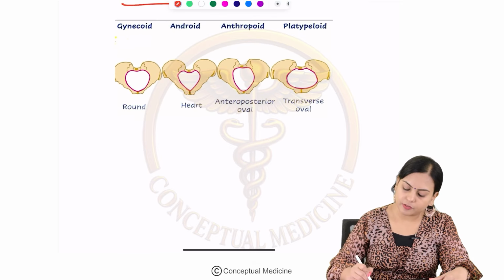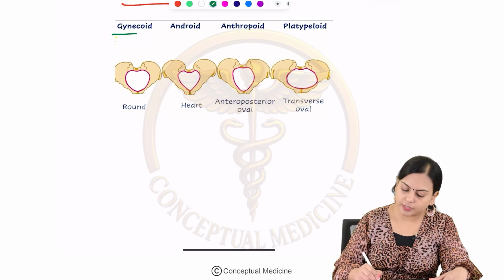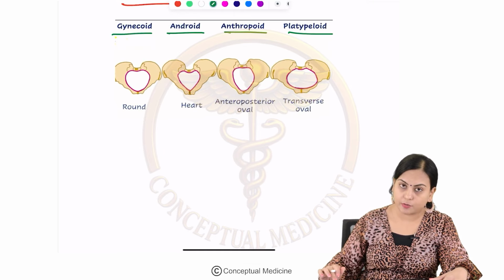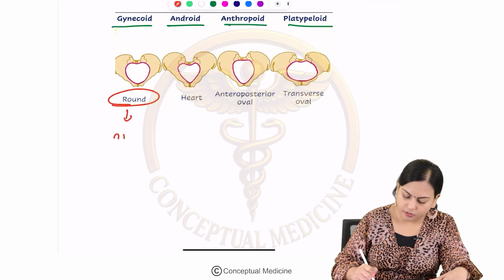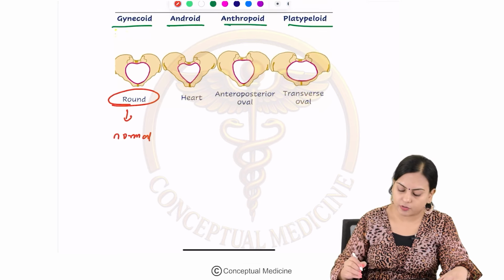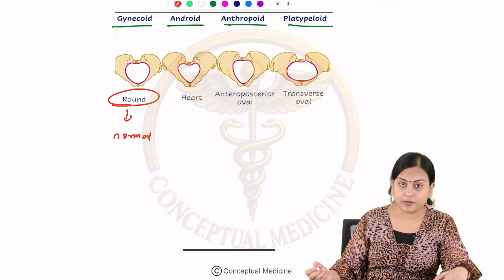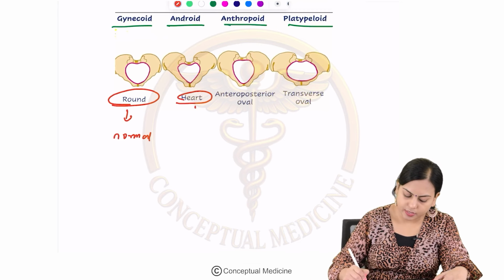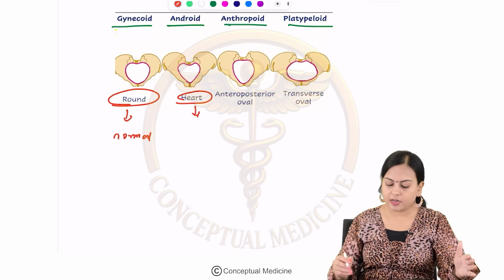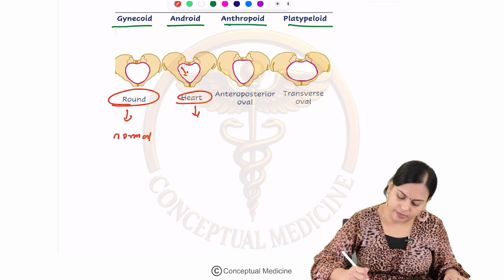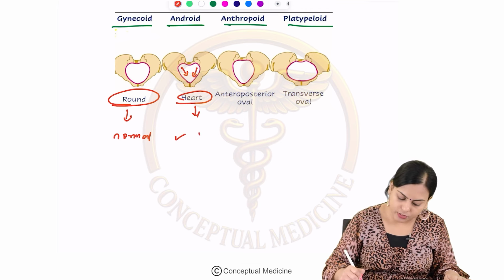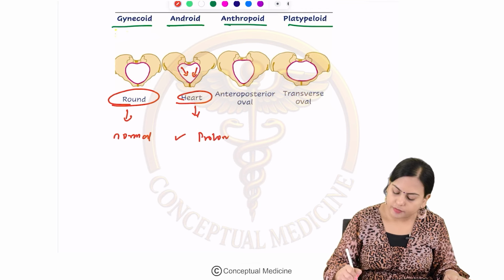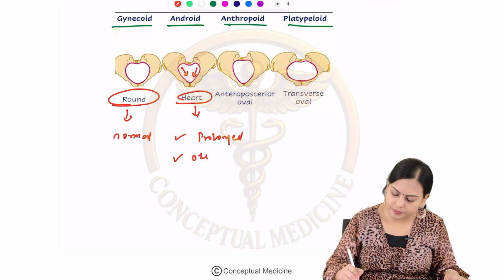Then we will see the pelvis types. These are the 4 types of pelvis we have, right? The gynecoid, android, anthropoid and platypelloid pelvis. If we take the gynecoid pelvis, in this type of pelvis, the labor is going to be normal, okay. There is no problem at all. When we take the android pelvis, it most commonly has converging side walls. You are able to see, right? The side walls are going to converge here. So, it is going to be associated with prolonged or obstructed labor.